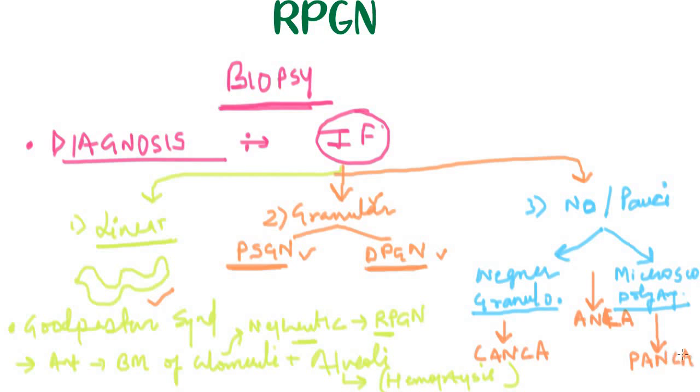So what is the algorithm? If you get no immunofluorescence or quasi-immunofluorescence, you go for the ANCA assay. If it is C-ANCA, then it is Wegener's granulomatosis, and if it is P-ANCA, then it is microscopic polyangiitis. So this is all about the diagnosis. Please make sure to learn that the diagnosis of RPGN relies on immunofluorescence, but to be sure that it is RPGN, you have to do the biopsy first.